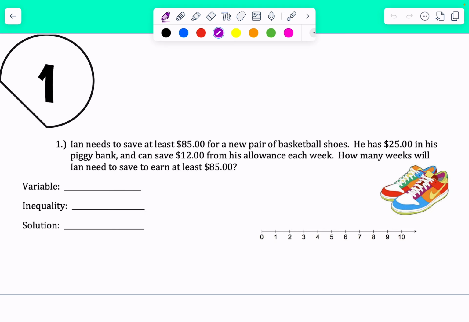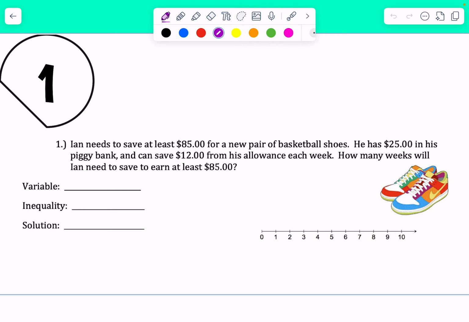So our first problem: Ian needs to save at least $85 for a new pair of basketball shoes. He has $25 in his piggy bank and can save $12 from his allowance each week. How many weeks will Ian need to save to earn at least $85?